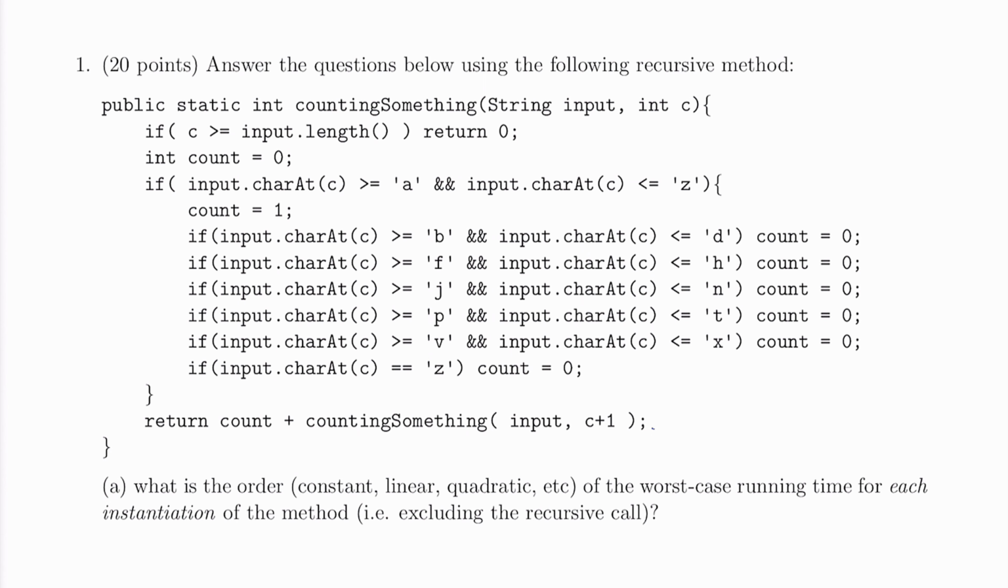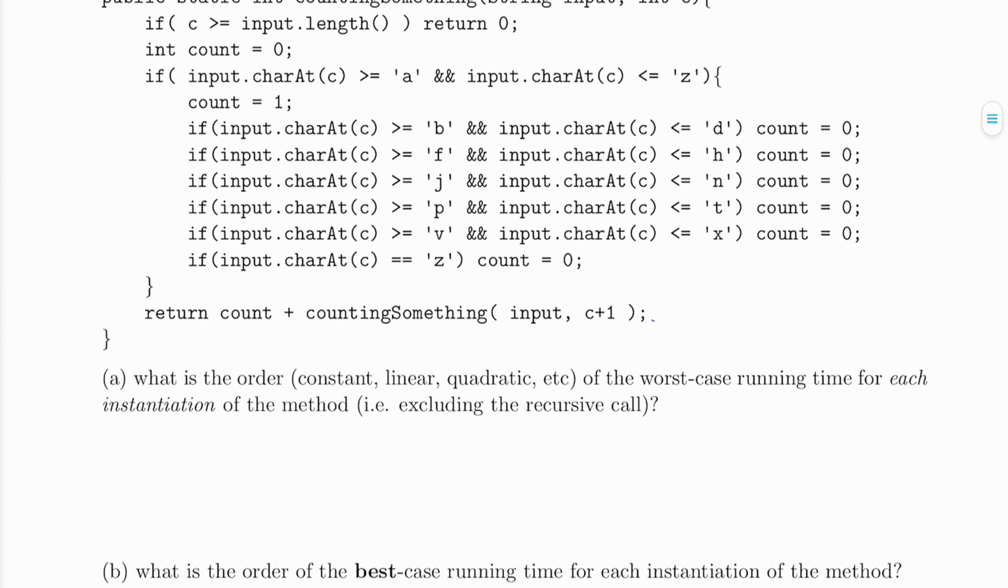So then the first question, part A, asks us what's the order of the worst case running time for each instantiation of the method. Here the word instantiation implies that we're looking at one recursive call, excluding the recursive call itself. So one instantiation includes all of this code, right? But not this guy.